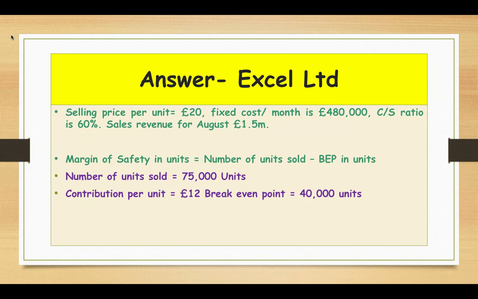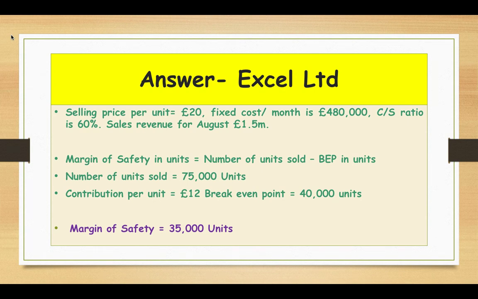So they have given the sales revenue for the month of August, which is 1.5 million, divided by the selling price per unit, which is £20. So the number of units sold is 1.5 million divided by £20. So we will get 75,000 units. So to calculate the break-even point, that's the one we need to calculate now.